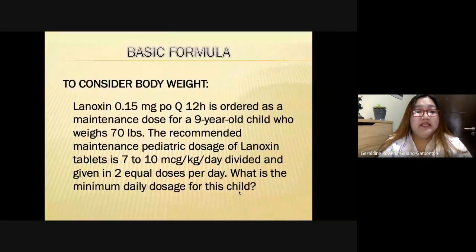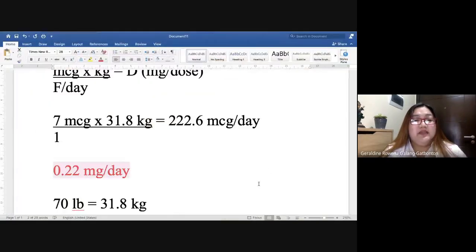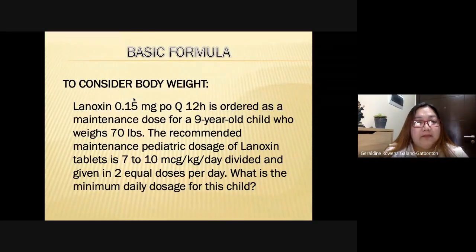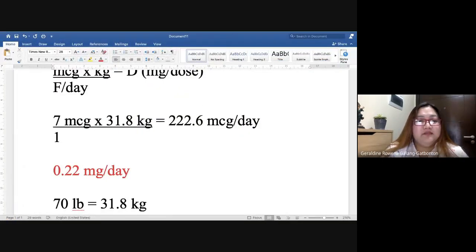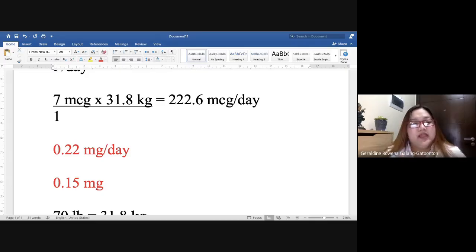0.22 mg per day yung binibigay for this child. Now, let us check. Okay, i-check natin tama kaya na ang binibigay sa kanya 0.22 mg per day? Okay, ano ba yung binibigay sa bata? 0.15 mg Q12. Alright, ibig sabihin, yung binibigay sa batang ito, 0.15 mg Q12. So kung Q12 siya, ilang beses binibigay sa kanya? Dalawa.